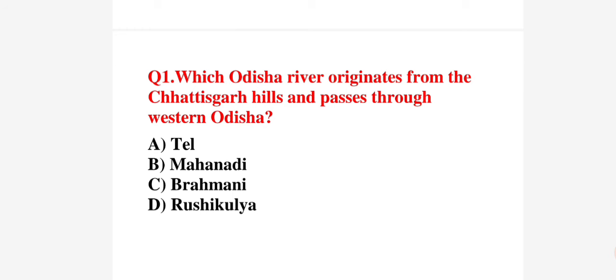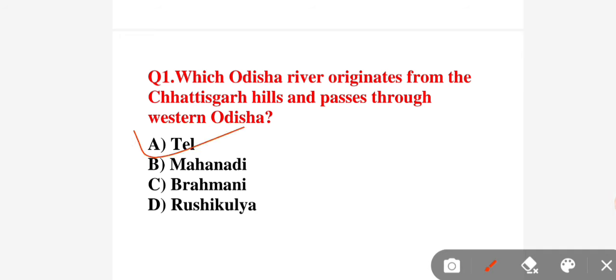The first question is, which Odisha river originates from the Chhattisgarh hills and passes through western Odisha? Option A Tel, option B Mahanadi, option C Brahmani and option D Rusikulya. So what will be the right answer here? Just give the right answer. Okay, so here the right answer is option A, Tel.